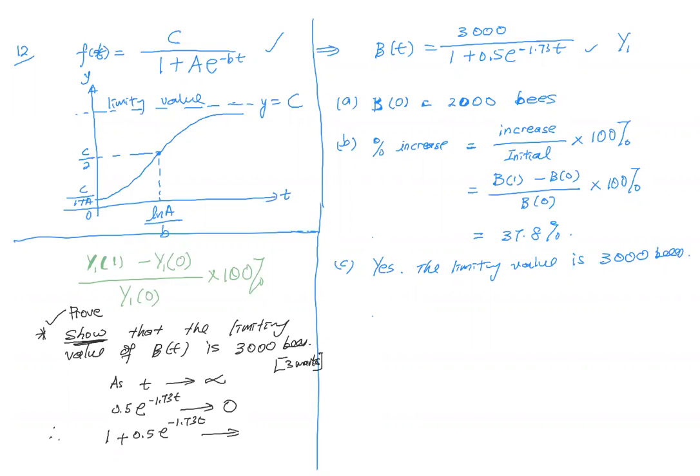Will approach 1. Am I right? So therefore, I can write BT only. I don't want to write down the formula, also can. Will approach C from below. 3,000 from below.